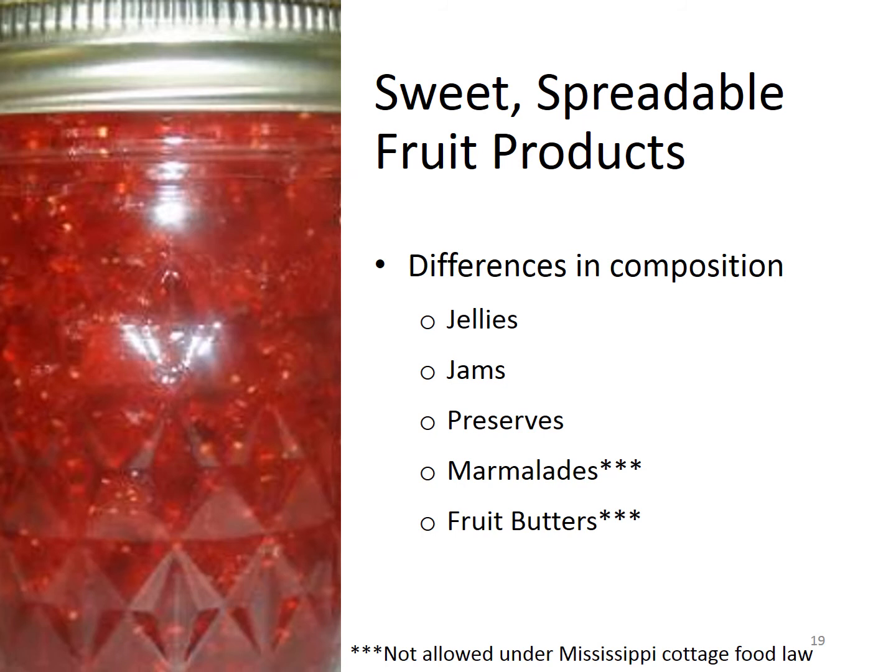Fruit butters, think of apple butter, are made by cooking fruit pulp with sugar. Butters have a thick, spreadable consistency. They are not gelled. Currently, only jams, jellies, and preserves are allowed under cottage food law.